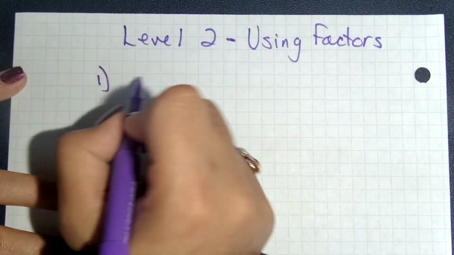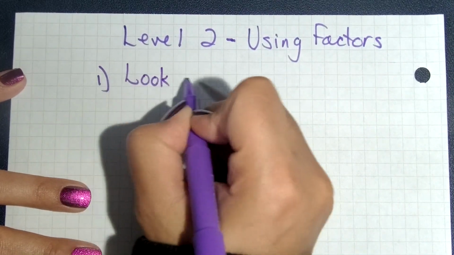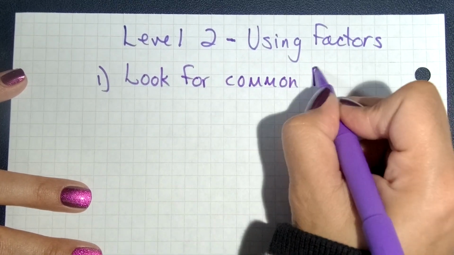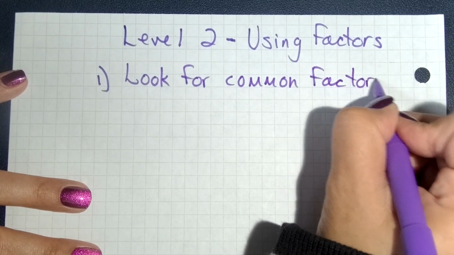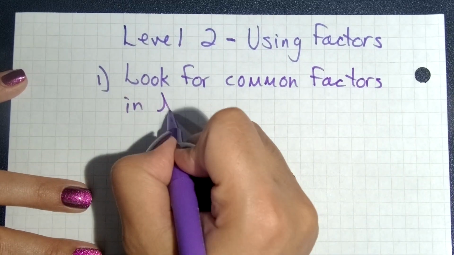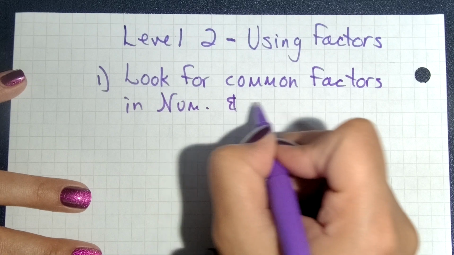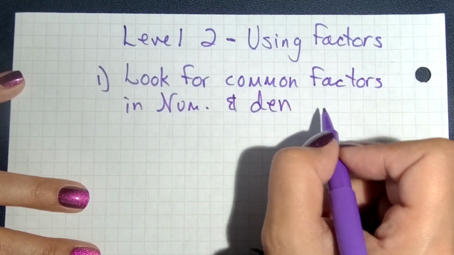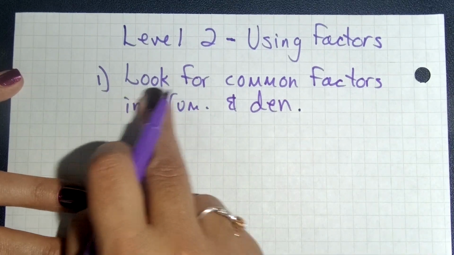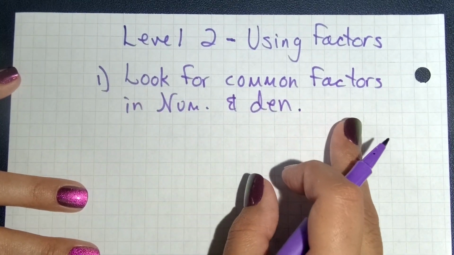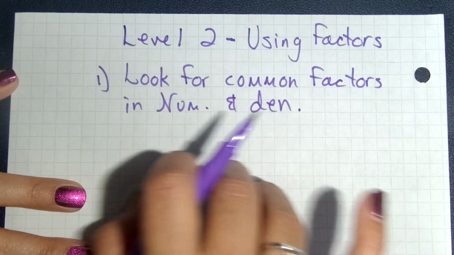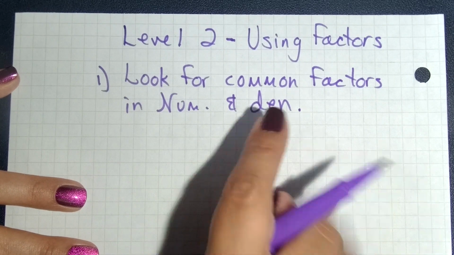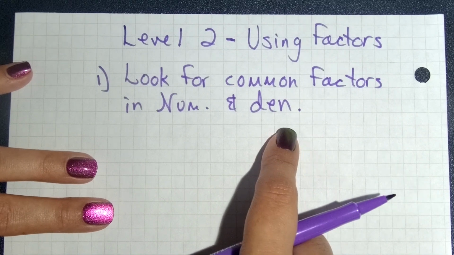So the first thing you're going to do is look for common factors in the numerator and denominator. You should have a paper at your table. Look for common factors in the numerator and denominator. That's the first thing you should do. This is for level 2. Again, it's going to be factored for you. You don't have to factor them.